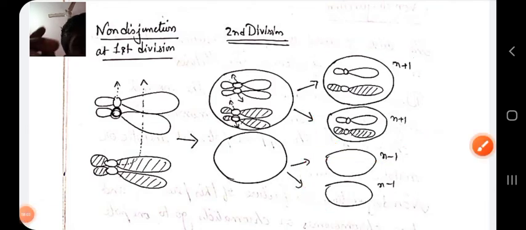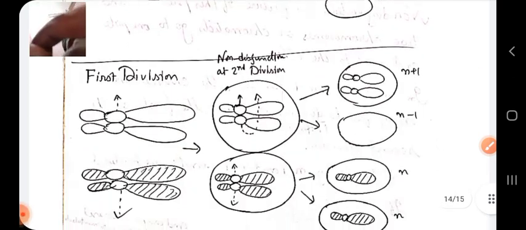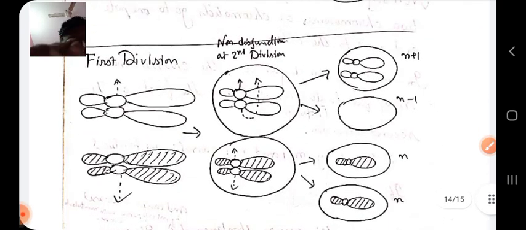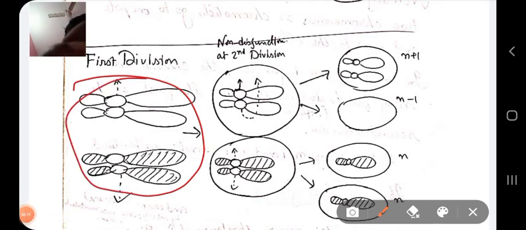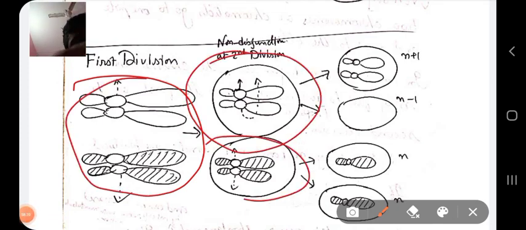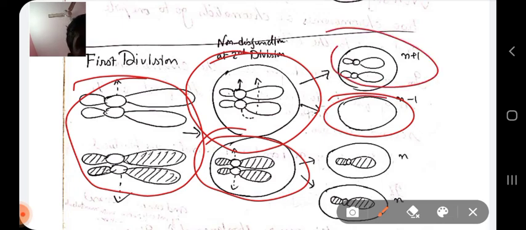But non-disjunction can also occur in the second meiotic division, if you see. The first division appears normal, but in the second division non-disjunction occurs, which leads to failure of separation of the chromosomes to the opposite poles, and that's why an aneuploid-like condition occurs in some of the cases, partially.